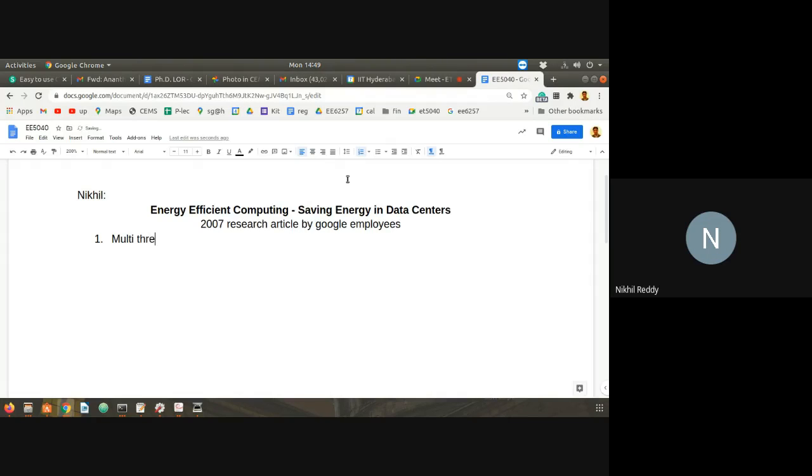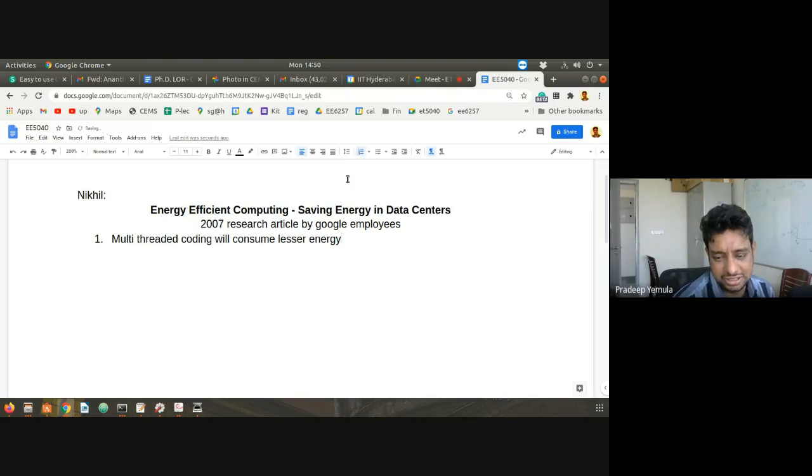Currently, quite a lot of research is going on where you measure a computer's energy consumed, predict whether it's idle or not, and shut it down based on that. In fact, people at IITH itself are doing that kind of research. Okay, that's a couple of points I wanted to say. Sir, so ultimately I just wrote down one point: multi-threaded coding will consume less energy.